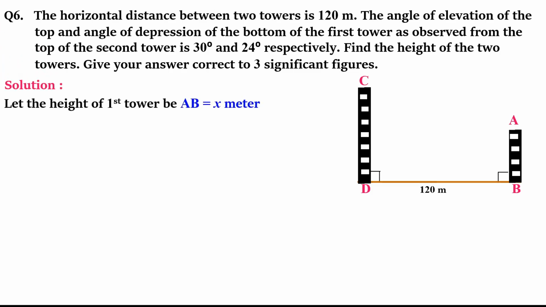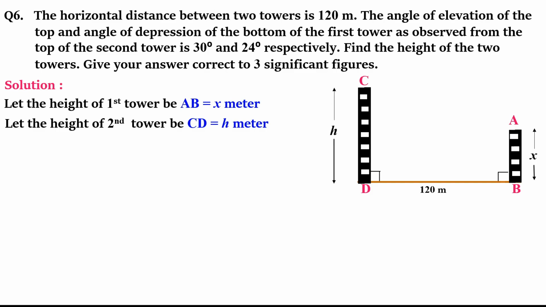Let the height of the tower AB be x meter. Let's mark it. And the height of the second tower CD be h meter. Now to make angle of elevation and angle of depression, we have to draw a horizontal line. So the next thing I will do is draw AP perpendicular to CD. This is AP perpendicular to CD, but by drawing this we have achieved two goals.